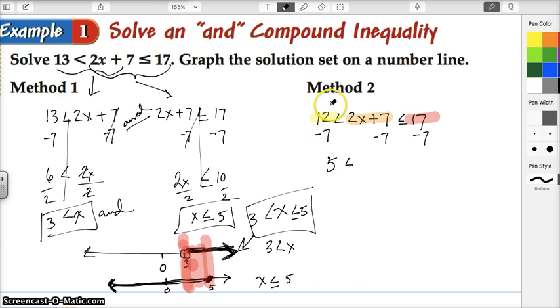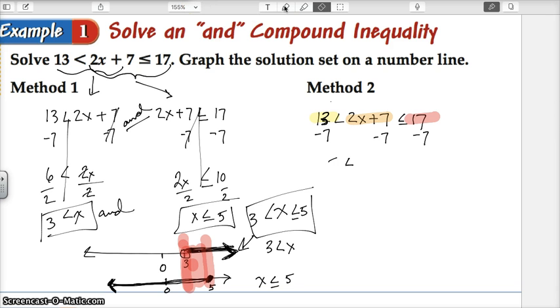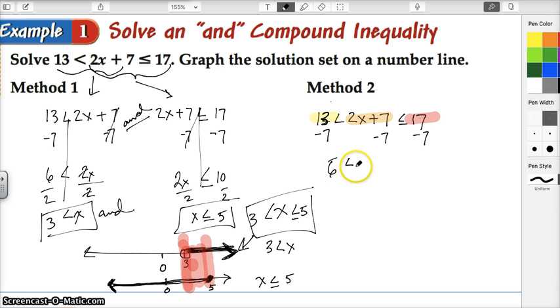Did I change the problem? Oh, it's 13, I'm sorry. I'm going to get 6 rather, sorry about that, is less than 2x, because that's gone away, which is less than or equal to a +10. At this point, I'm going to divide everything by 2. Notice I'm dividing by a positive number, so none of the signs flip. And when I do that, I get 3 is less than x, which is less than or equal to 5.